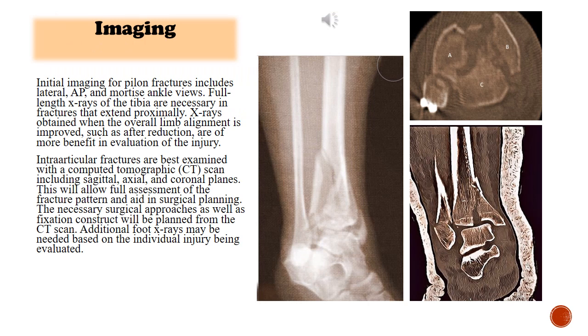Imaging. Initial imaging for pilon fractures includes lateral, AP, and mortise ankle views. Full-length X-rays of the tibia are necessary in fractures that extend proximally. X-rays obtained when the overall limb alignment is improved, such as after reduction, are of more benefit in evaluation of the injury. Intra-articular fractures are best examined with a computed tomographic (CT) scan including sagittal, axial, and coronal planes. This will allow full assessment of the fracture pattern, and aid in surgical planning.